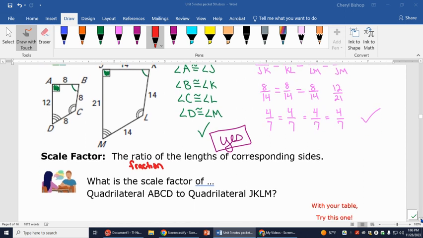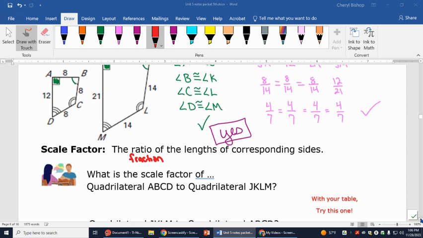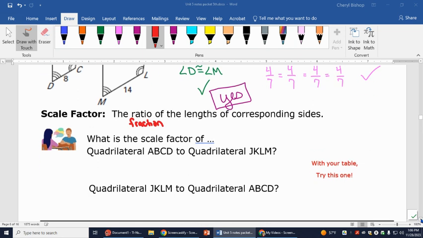Okay, so I'm going to give you about a minute or so for you to find these two scale factors using the problem that we just did. Comparing two side lengths that are corresponding. I've got quadrilateral ABCD to quadrilateral JKLM. This one comes first, so that's going to be my numerator. This one comes second, so that's going to be my denominator.